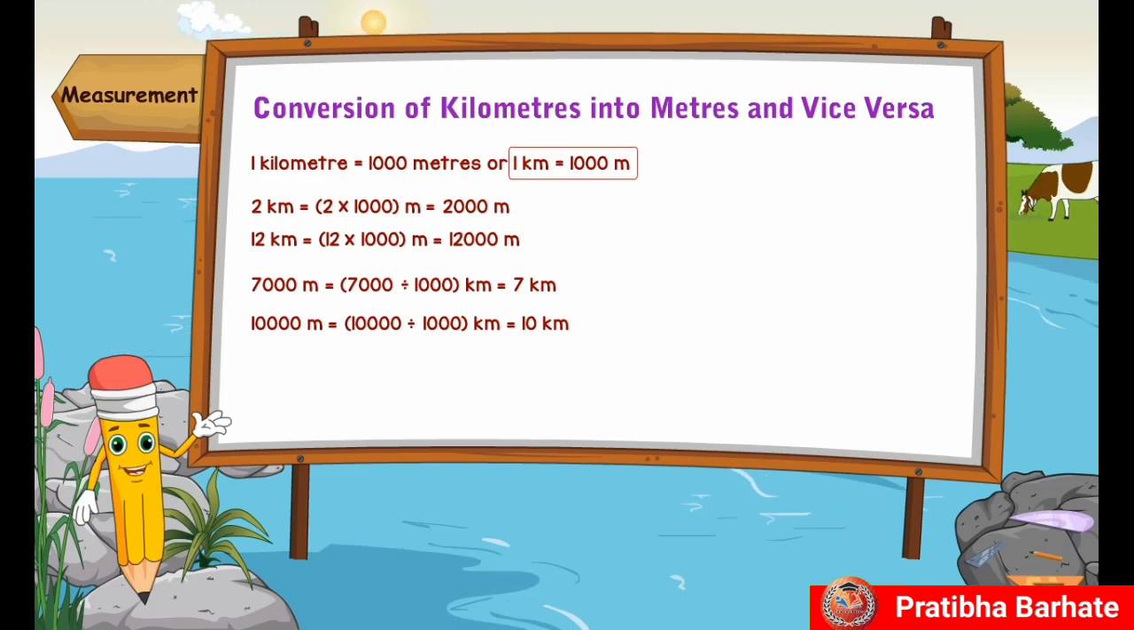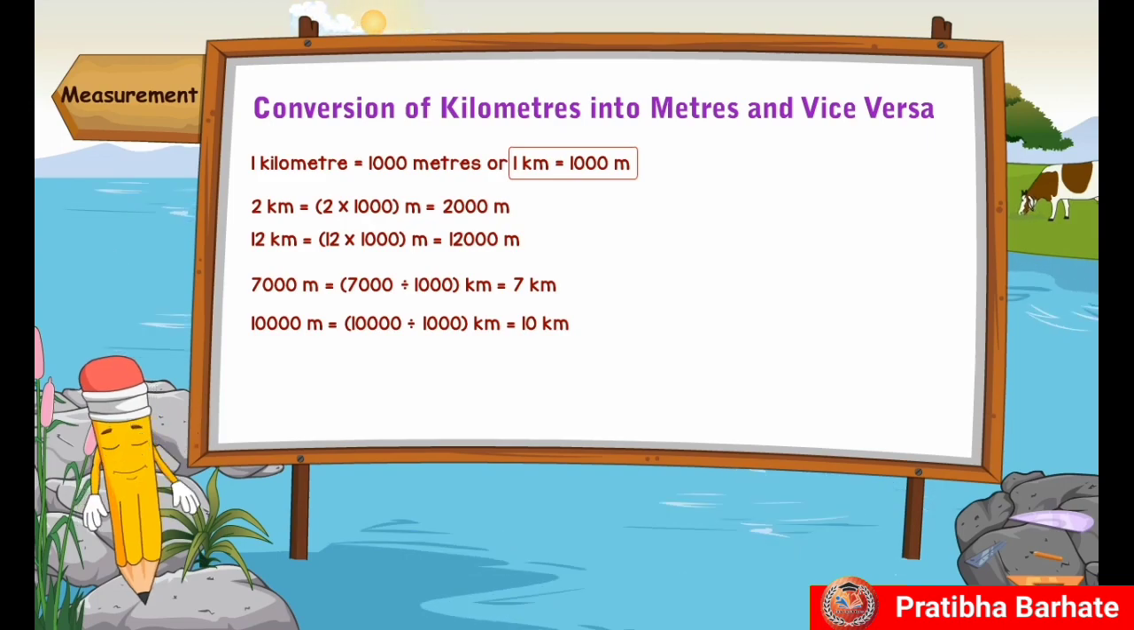Similar conversions can be done in case of weight and capacity. To convert grams or milliliters to kilograms or liters, we divide by 1000. And to convert kilograms or liters to grams or milliliters, we multiply by 1000.